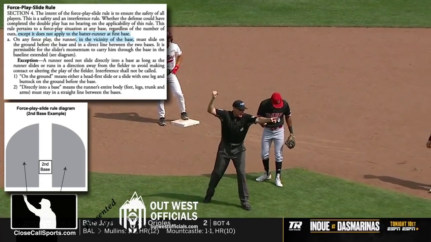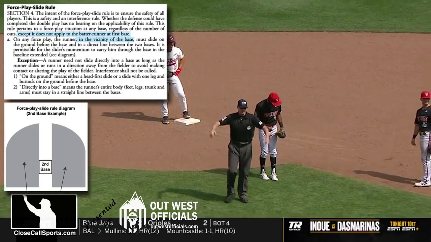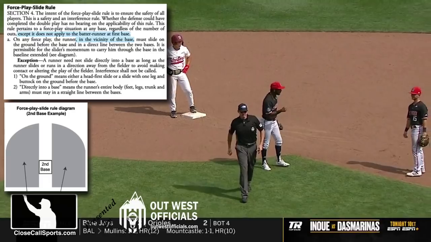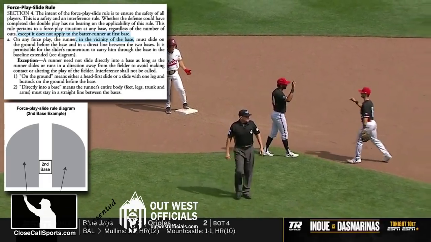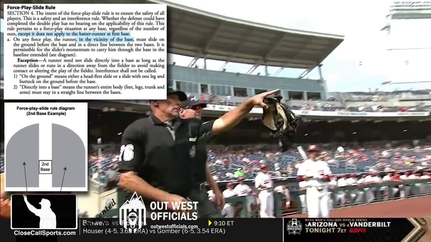In college, a forced play slide rule is called a forced play slide rule because you have to slide on a forced play, generally in direct line between the bases. Obviously, this is an exception to the rule. It doesn't have to be a direct line because it can't be physically in this case.